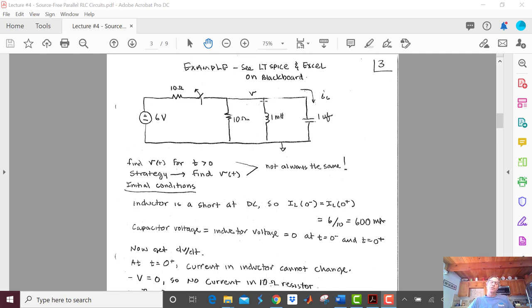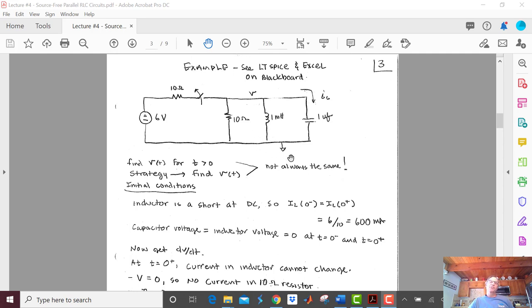So we know the voltage is 0 here, so the voltage is 0 over here also. And remember, at t equals 0 minus, the switch is closed. So the current is going to be 6 divided by 10, or 6 minus 0 divided by 10, and that's going to give us 600 milliamps. And it's not going here, it's not going here, it's all going here. So that tells me what this inductor current is.